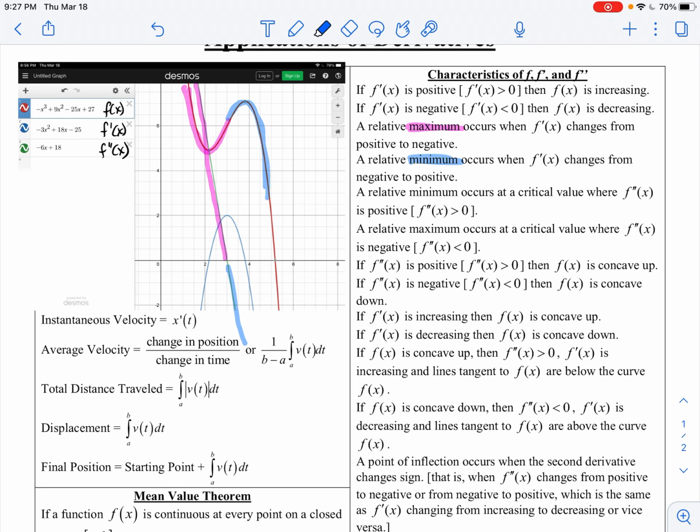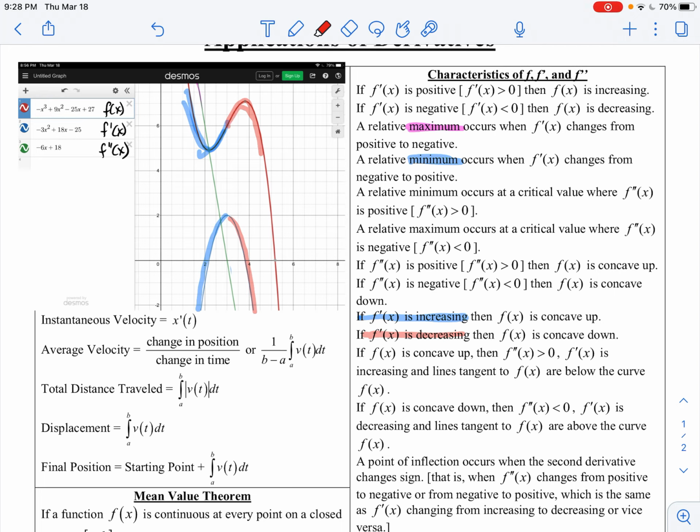If f prime of x is increasing, okay, I'm going to erase and we'll take a look at this next little piece. If f prime of x is increasing, so my first derivative is increasing, I'm going to go ahead and see right here, this piece is increasing, then f of x is concave up, and that's true. That's concave up. And then if f prime of x is decreasing, so I've got a negative slope, we've got concave down.